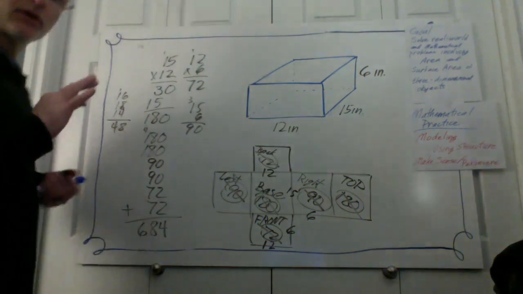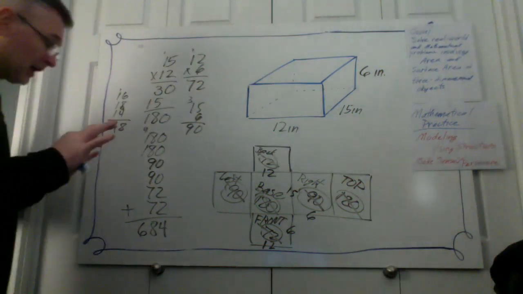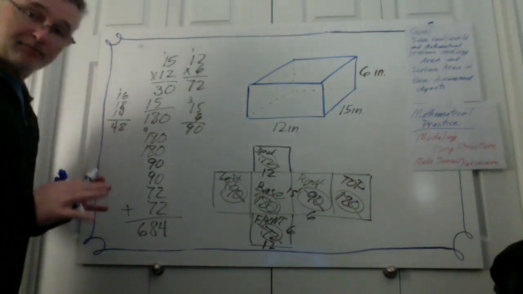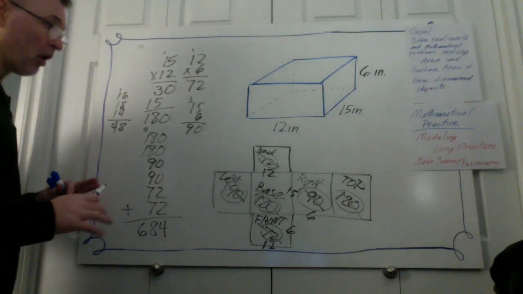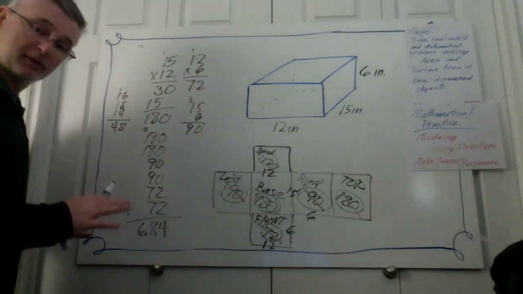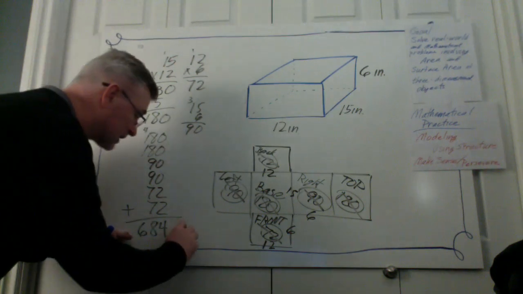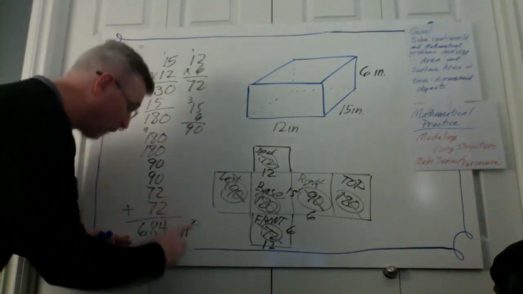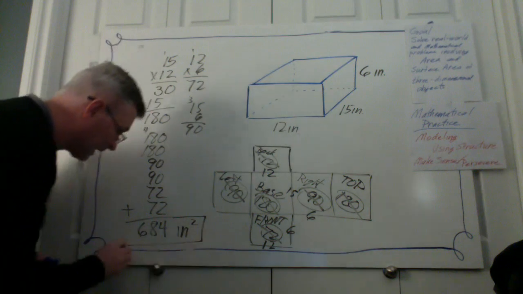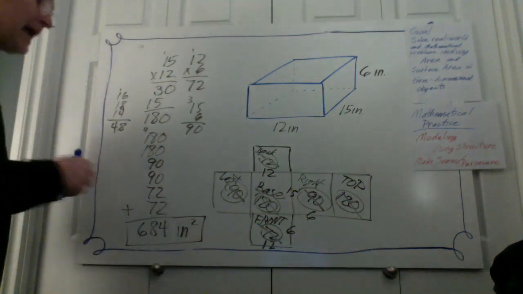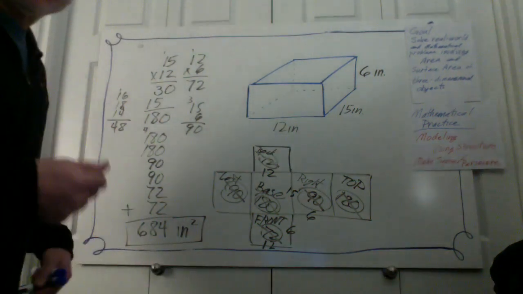So the surface area of the entire rectangular prism is 684, and it's going to be inches squared because it's area. So it's 684 square inches.